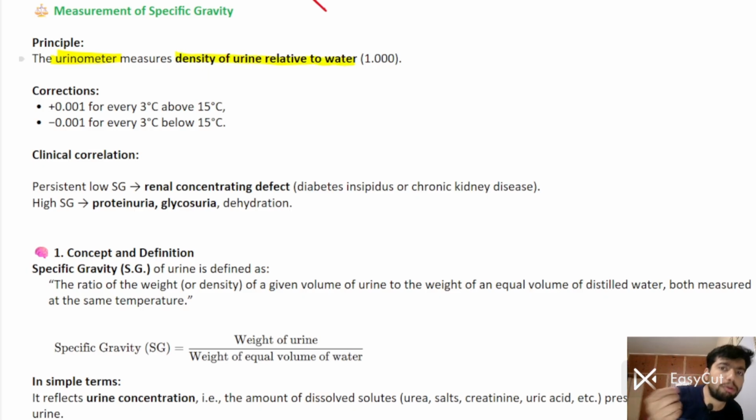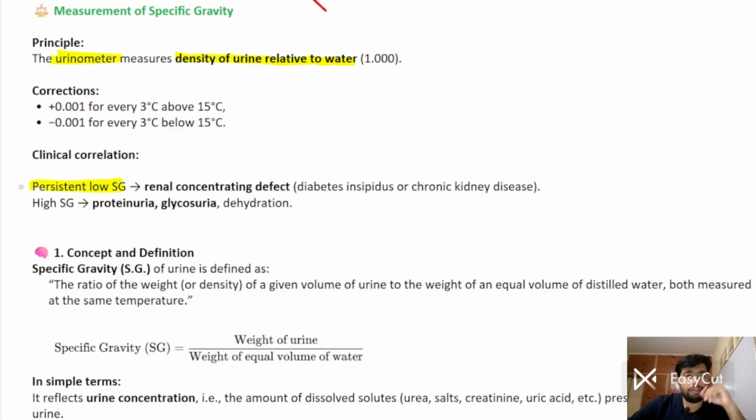We take the density of water as 1, okay? You have to apply some corrections. What kind of correction, I will be teaching you shortly. So first, you have to clinically correlate. I have already discussed this, but particularly that persistent low specific gravity.